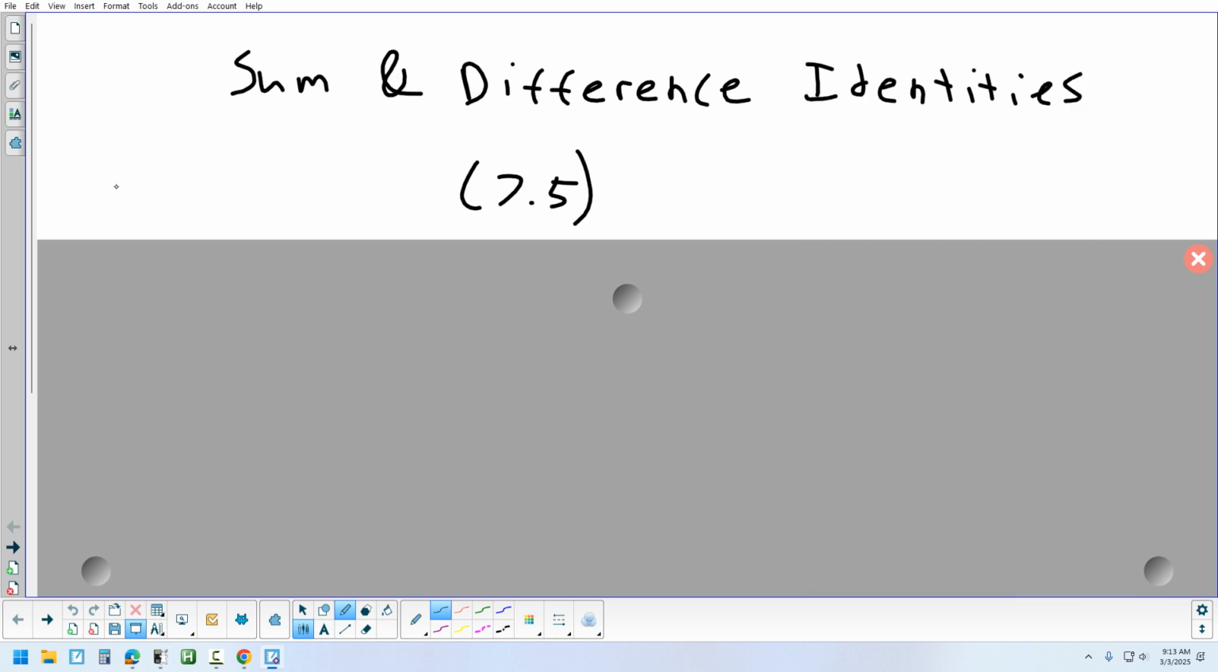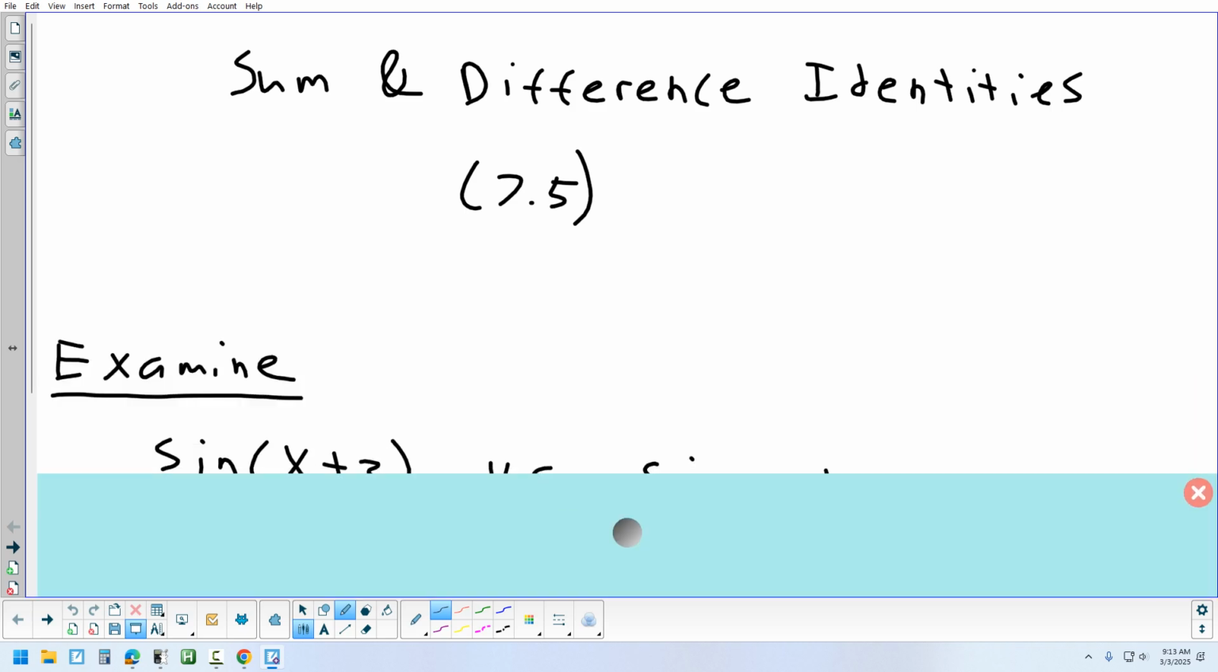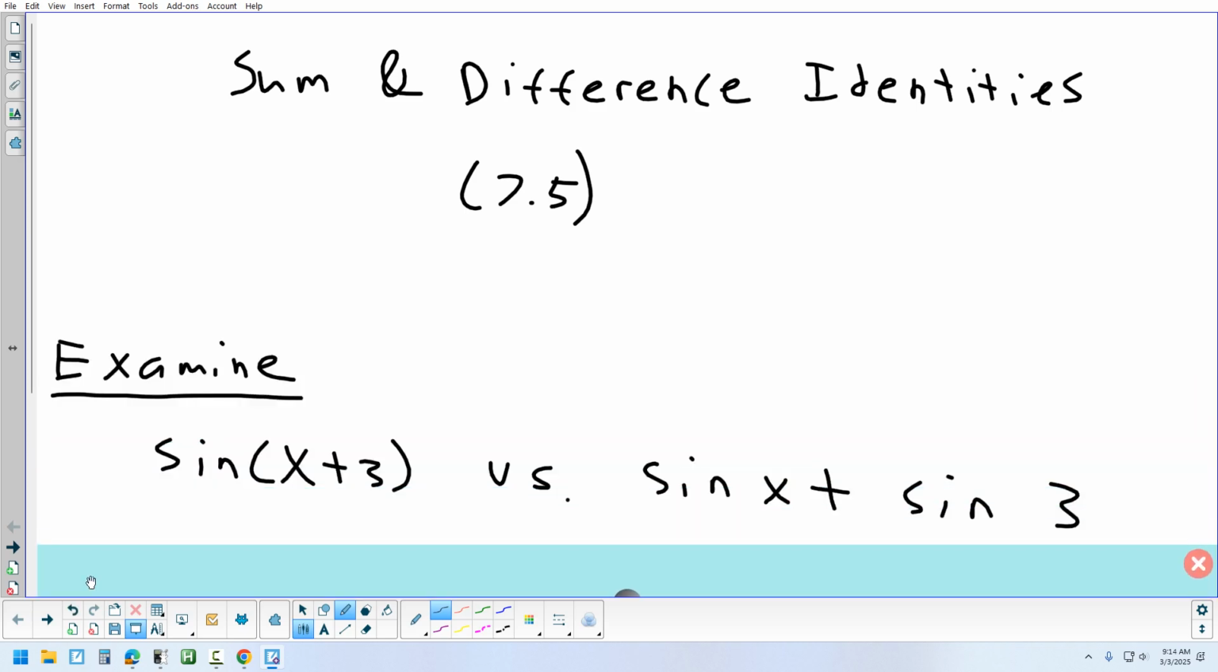All of those groups of identities that we said in our book fall under what are called the fundamental identities. Basic, more basic ones. These are still pretty important, but they don't fall under that category in our book. These are called the sum and difference identities.